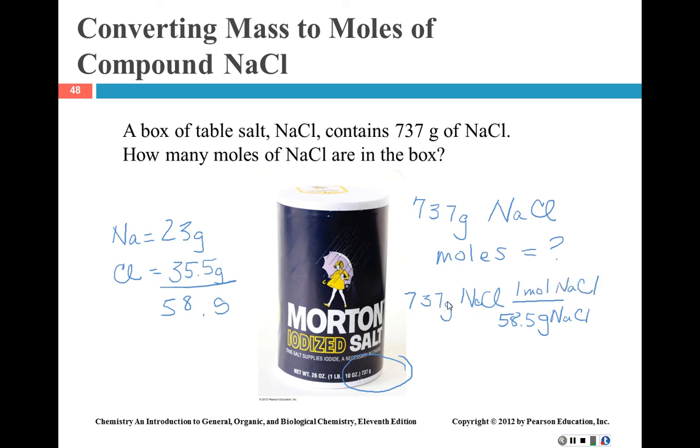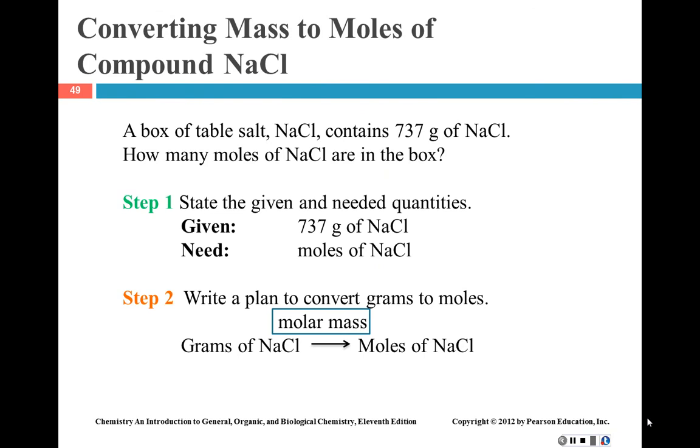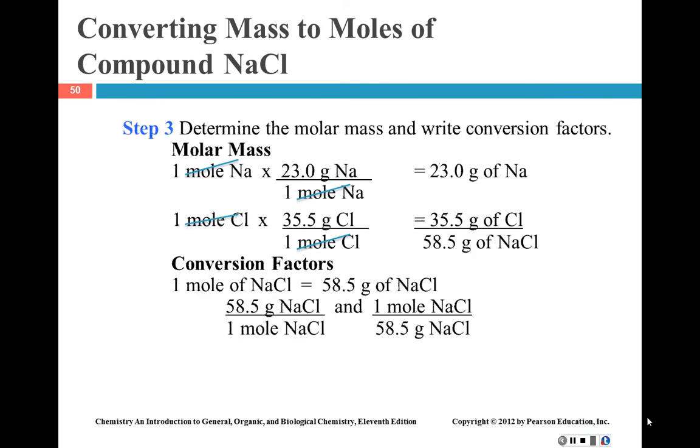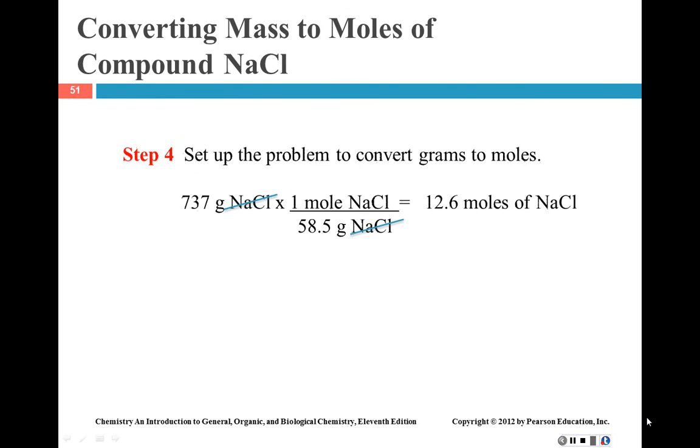All right, and so then we know that cancels. That's going to leave us with moles of sodium chloride. So now all we do is divide everything on the top by everything on the bottom. So 737 divided by 58.5 should give us 12.6 moles of sodium chloride in a box of sodium chloride. And I believe we did that right.